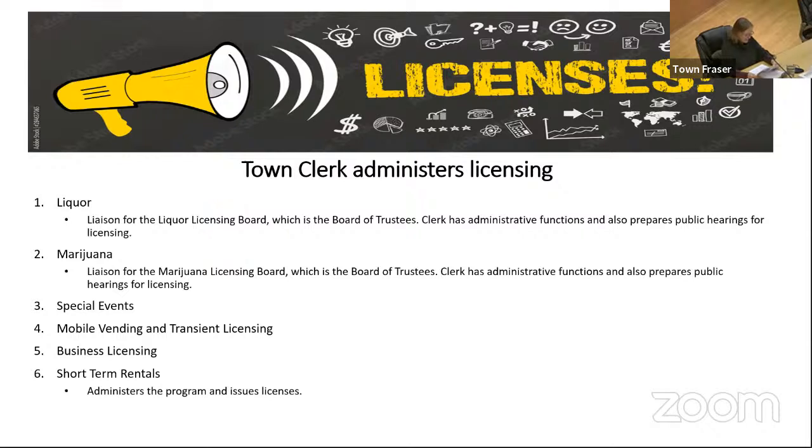And then the business licensing, which renews annually, I administer those. And then the short-term rentals, I administer the program and issue the licenses for that program currently. So that's the very high level overview of what the town clerk does.